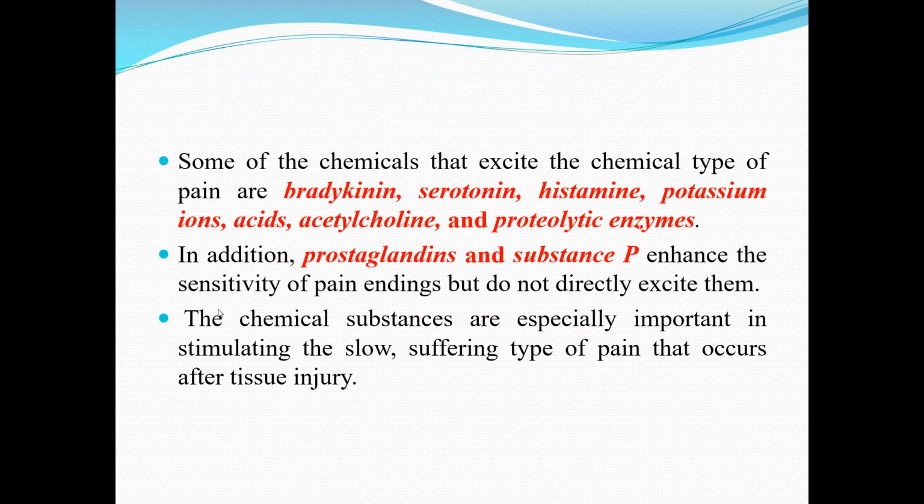There are different types of neurotransmitters and chemicals which are responsible for different types of pains. We should know them, especially glutamate, substance P, and bradykinin. Among these are bradykinin, serotonin, histamine, potassium ions, acid, acetylcholine, and proteolytic enzymes.